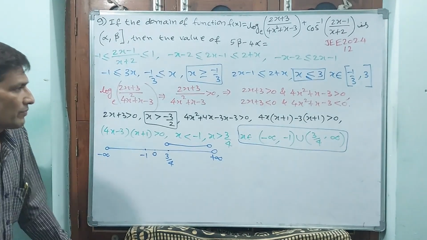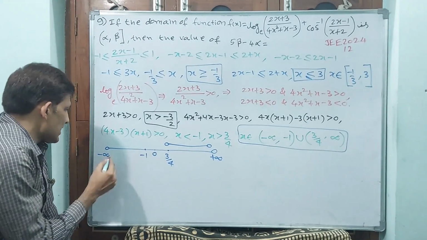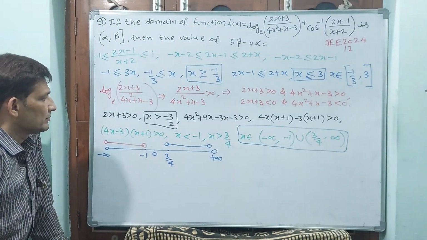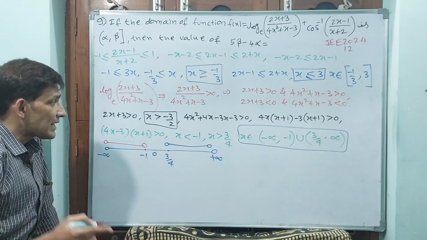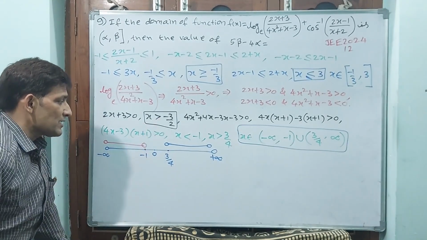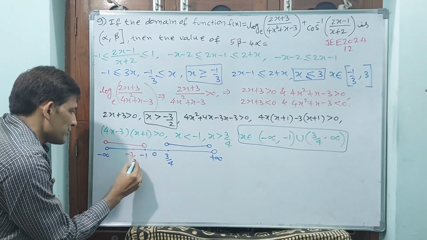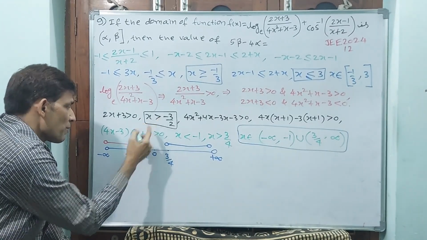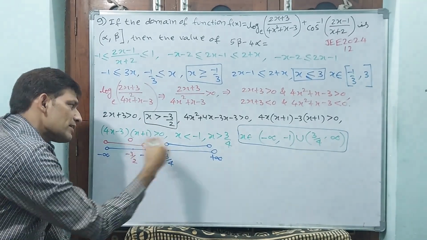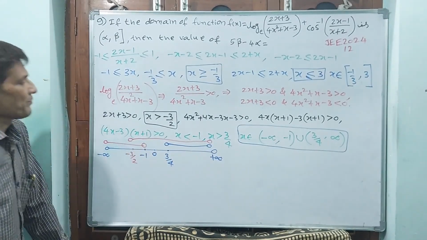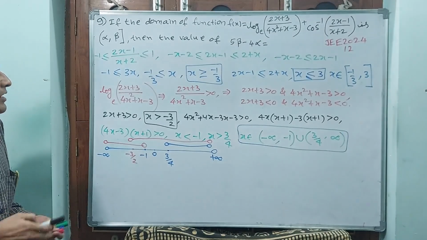Another one: minus infinity to minus 1. This is another one. Another thing, minus 3 by 2. See, minus 3 by 2 is minus 1.5. Here it will be minus 3 by 2. This is an open interval to what? Infinity, that's all. Why? Because there is no limit. Now you tell me where all is common.